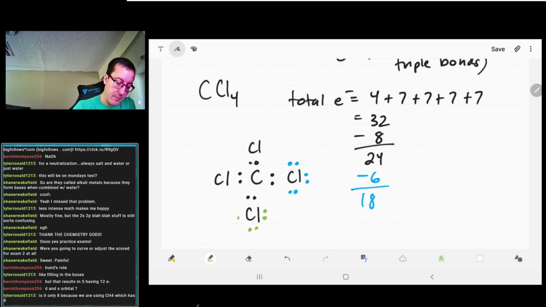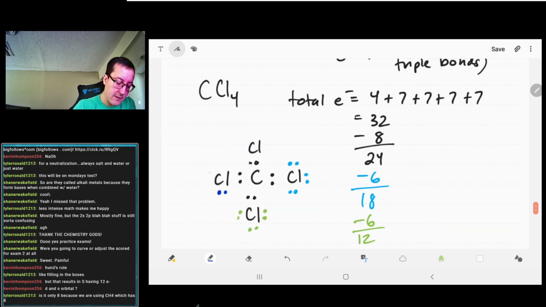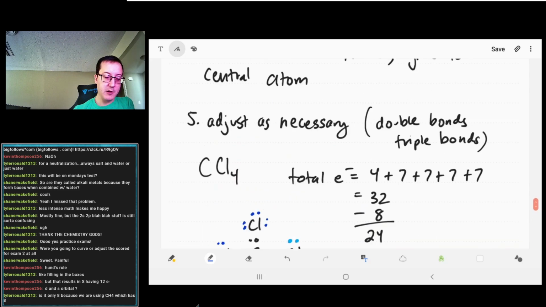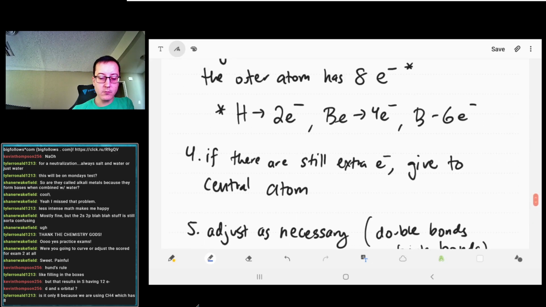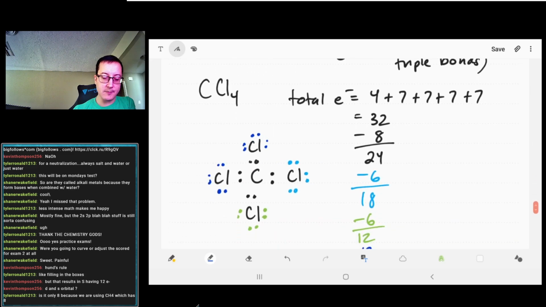We're going to do the same thing for all the others. And the last two I'm just going to do at once because I think you guys can understand. I'm just putting 12 more electrons on. So we have now used all our electrons. We do not have any more. So we're not going to give any more to carbon. And now we're going to adjust as necessary. For this one, we're not going to need to.